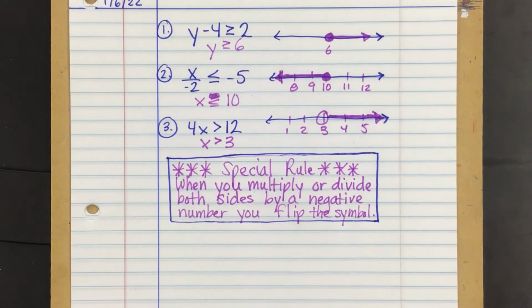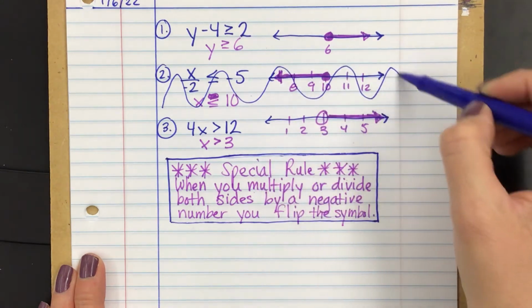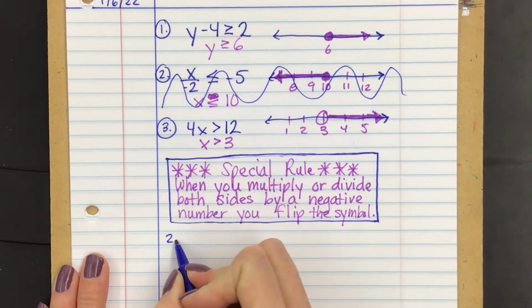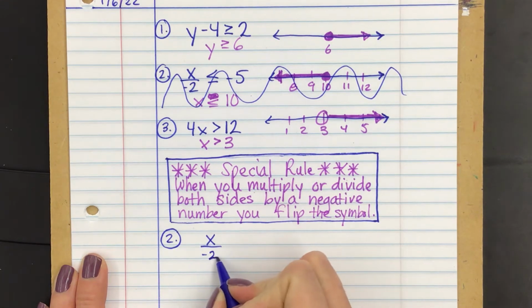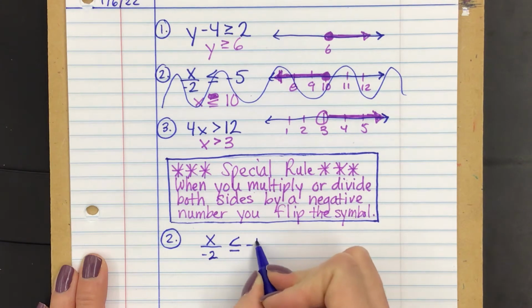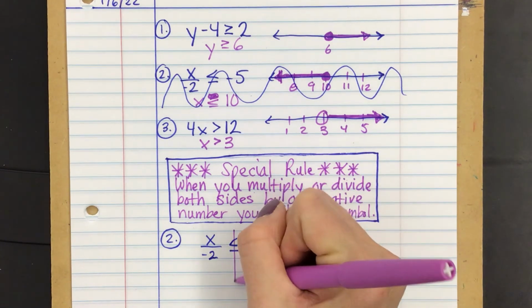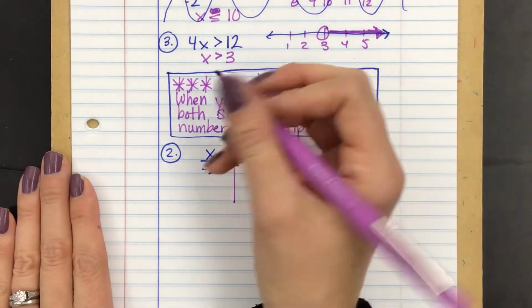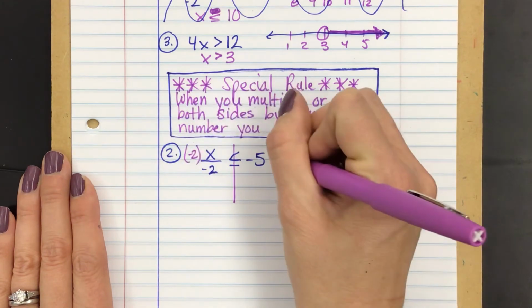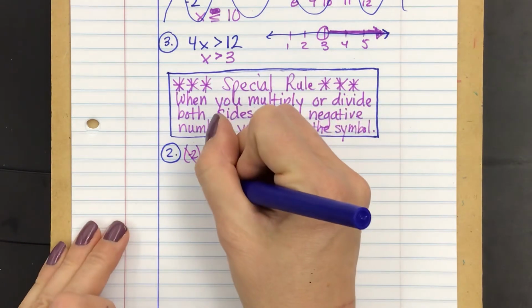So what I'm going to do is I'm going to just kind of cross out number 2 so that we don't think that that's right. And I'm going to rework number 2 down here. Okay, just like before, I'm going to put my balance line. I know that the opposite of dividing by negative 2 is going to be multiplying by negative 2. So I'm going to do that here and here. These cancel out. I'm left with x here.